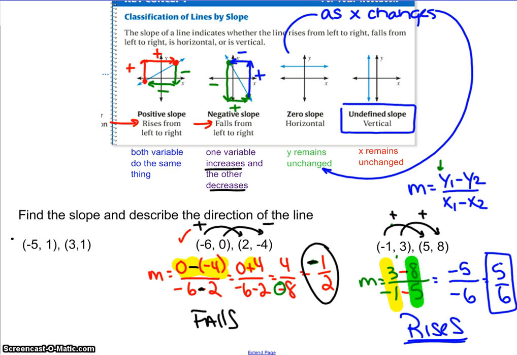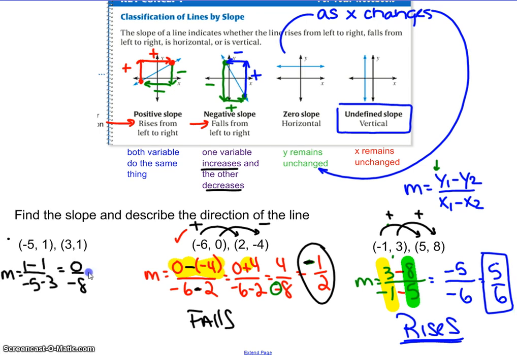All right, do this first example quick. All right, so I set it up. I get 0 over -8, which is 0, which means I have that situation where I have a horizontal line. Now, look at the other thing. If I would have done that stuff ahead of time, -5 to 3, I got bigger.